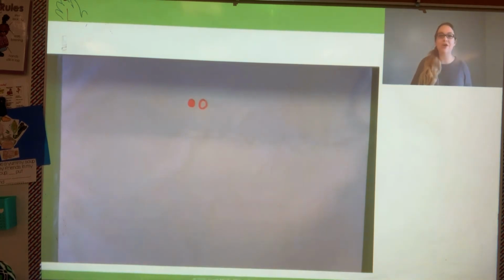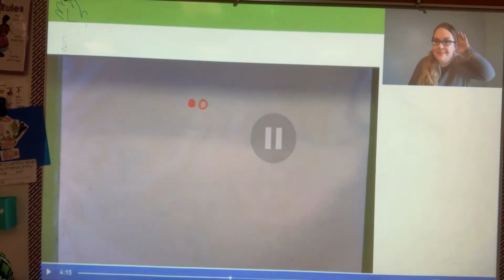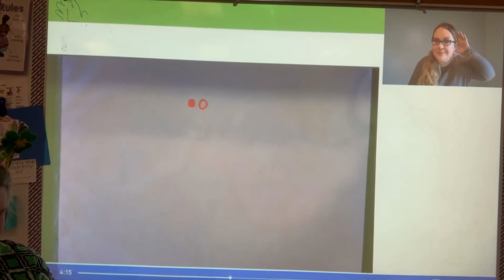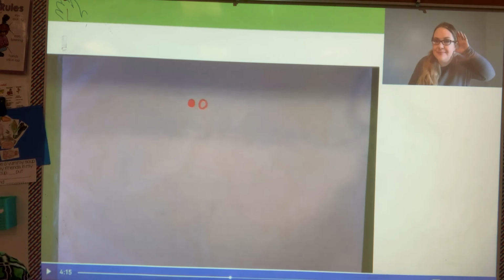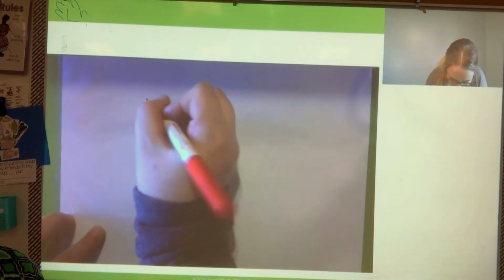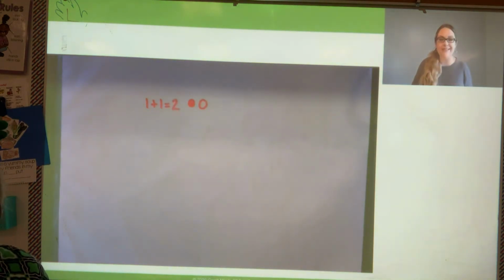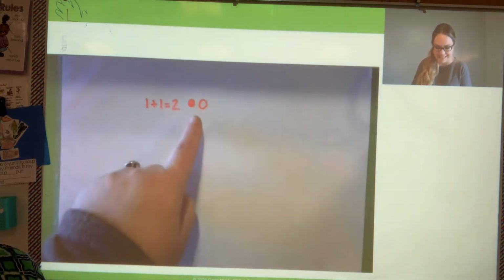And what's our number sentence? What's our number sentence going to be? Who can tell me? Raise your hand. Russell. 1 plus 1 equals 2. Excellent, Russell. 1 plus 1 equals 2. Let's see if we're right. Very good. 1 plus 1 equals 2. Go ahead and add your number sentence next to your drawing, just like I did.